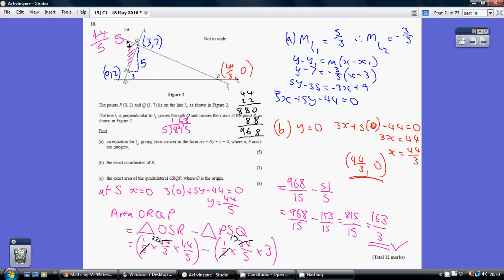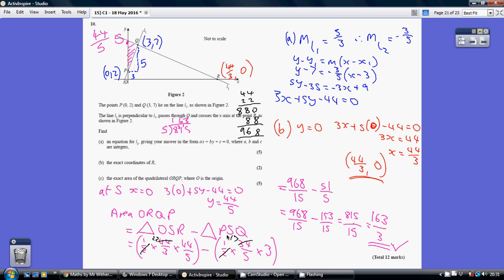But we know S lies on the line L2, and it's when x equals 0, so substituting 0 into L2, we get 3 lots of 0, add 5y minus 44 equaling 0, so we get the y coordinate being 44 over 5. So back to finding the area of the triangle OSR. The base is from O to R, which is the length of 44 over 3. The height is 44 over 5, so half times 44 over 3 times 44 over 5 is 468 over 15.